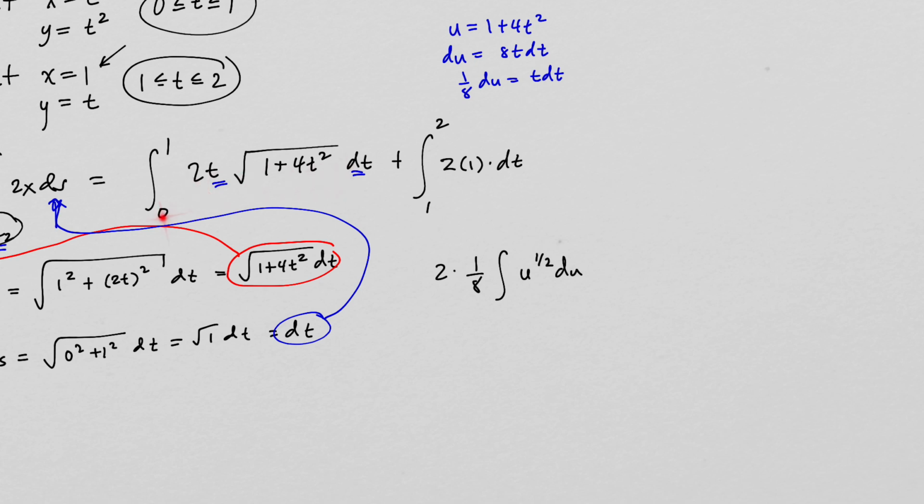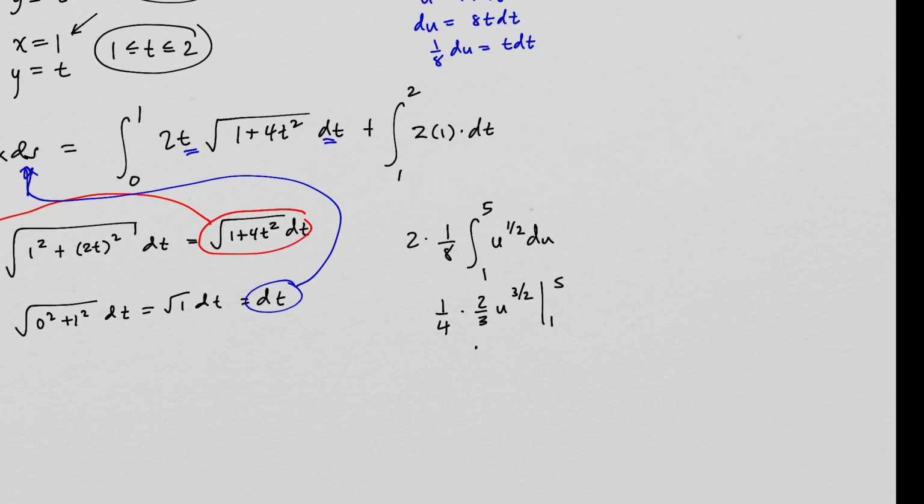So when t is equal to 0, u is going to be 1. And when t is equal to 1, u will be 5. And this is just going to end up being 1/4 times 2/3 u to the 3/2 from 1 to 5. And so we have 1/6 times 5 to the 3/2 minus 1 to the 3/2, or 1/6 times 5 radical 5 minus 1. So that's the value of the first integral.